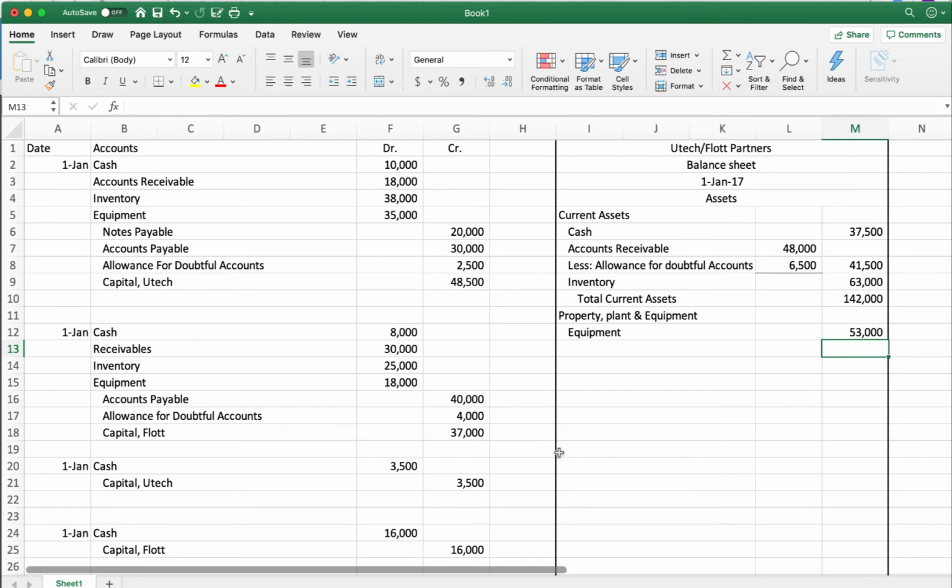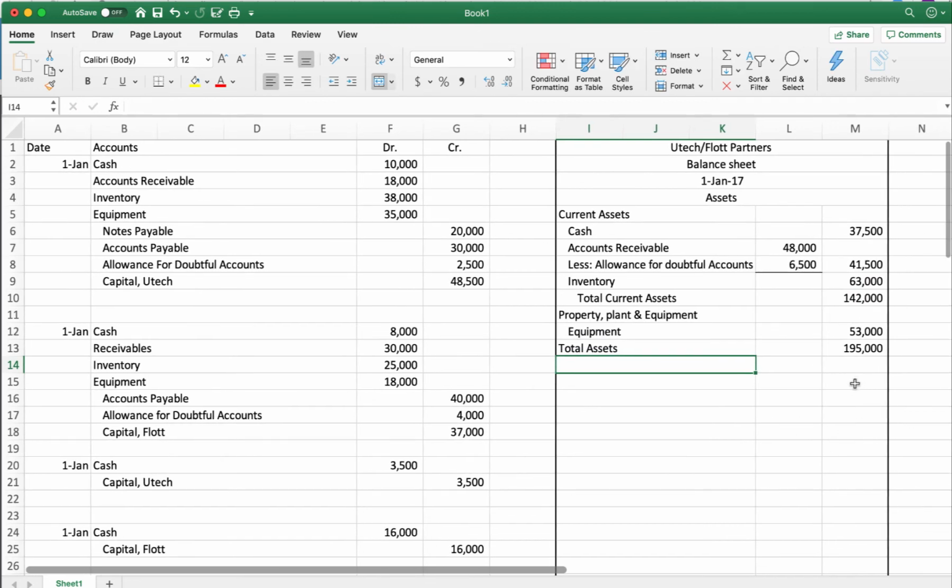The next thing I need to do is list out what are my total assets. And I need to auto sum. I need to add my total current assets plus my equipment. I get $195,000. Okay. Now, notice what we did here, right? We have a bunch of numbers and that doesn't tell us anything, right? So notice what happens here. Total current assets is $142,000.